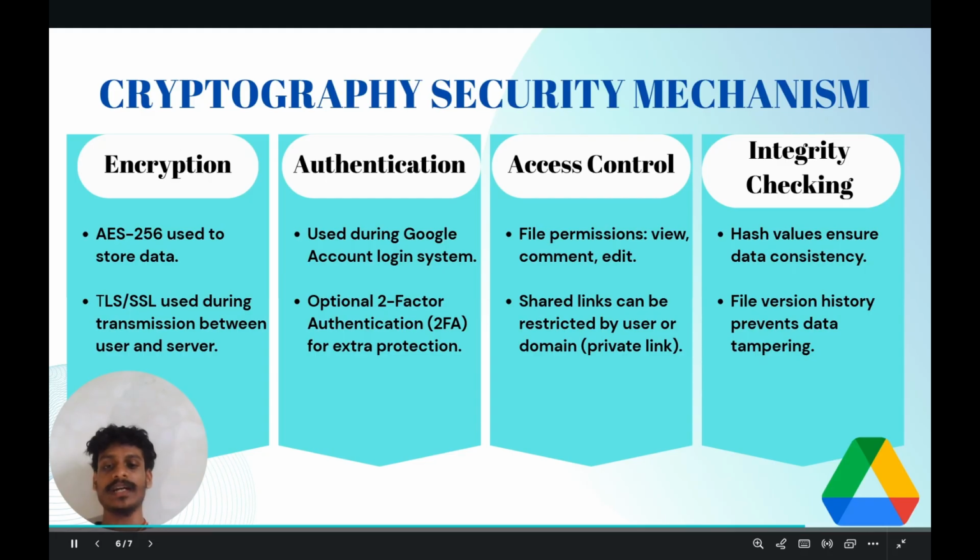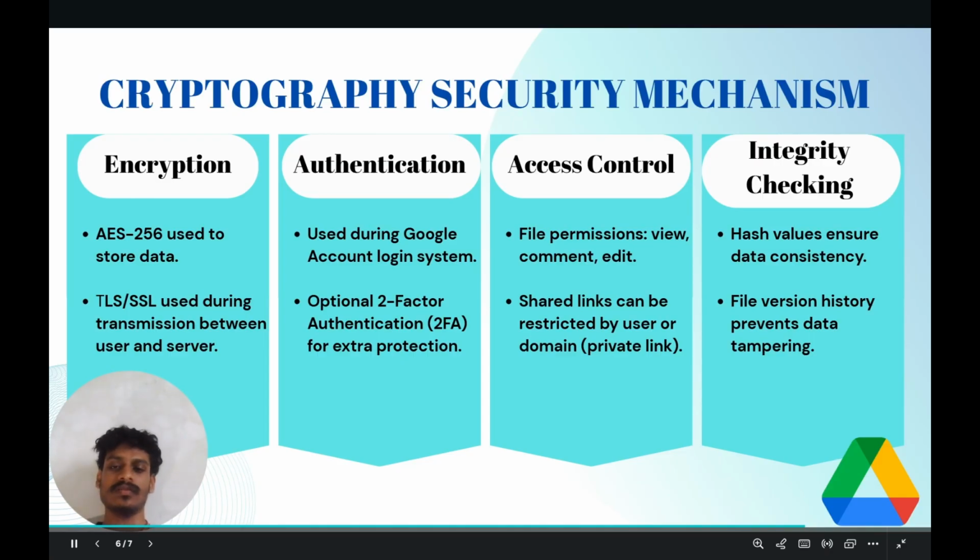Hello, Dr. Rashida. My name is Tishan. So now I will talk about cryptography security mechanisms of Google Drive. The first mechanism is encryption. In the encryption, Google Drive has AES 256, which is used to store data. Second is TLS or SSL, used during transmission between user and server.